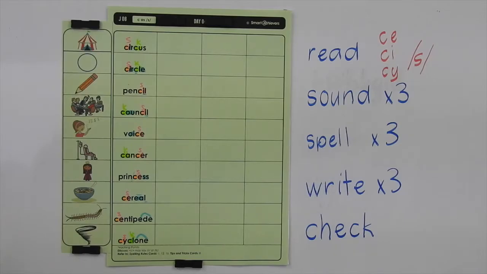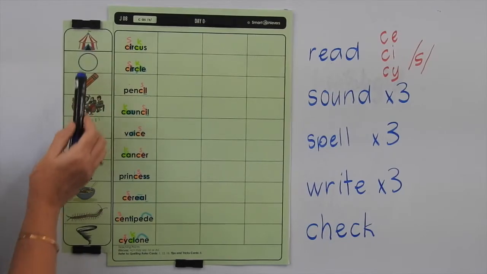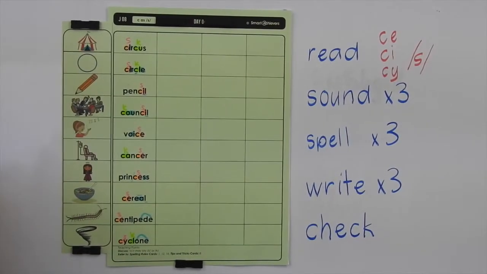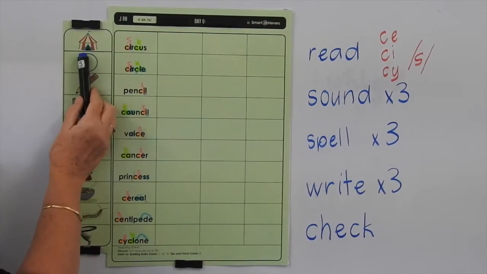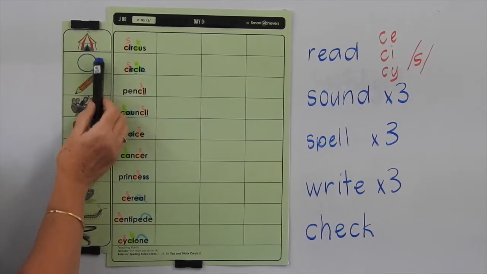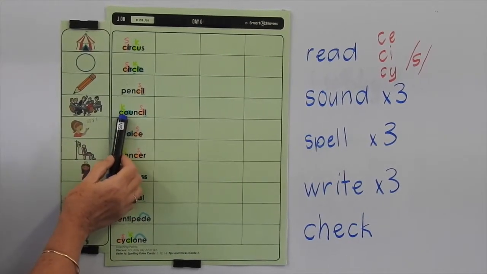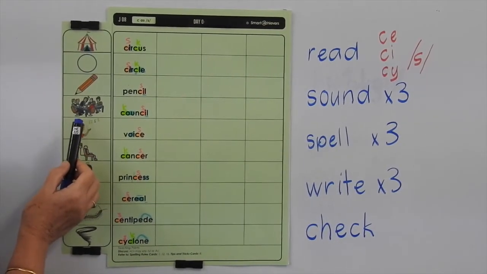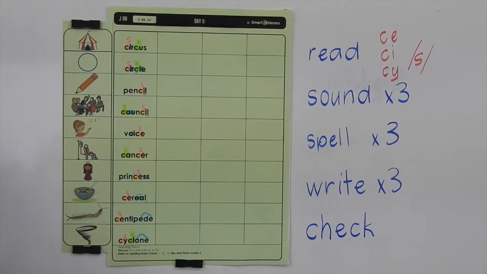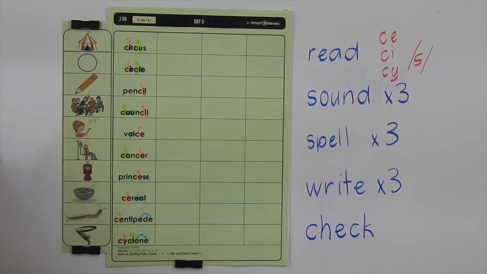What do these words mean? Well, a circus is somewhere you may go with your family to see performers. It could be human or animal performers, and they're usually doing lots of tricks and stunts. A circle is a shape, it's round. A pencil is a tool that we write with, quite commonly in schools. Council is a group of people that get together with a common purpose. So you might have a school council or a student council where students get together to help make decisions within the school.